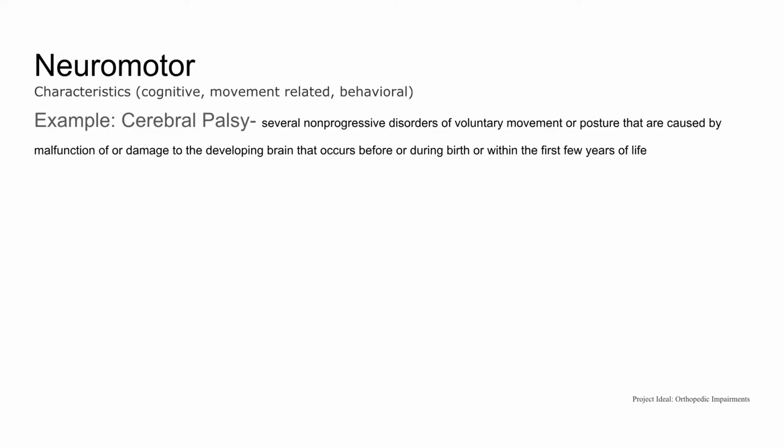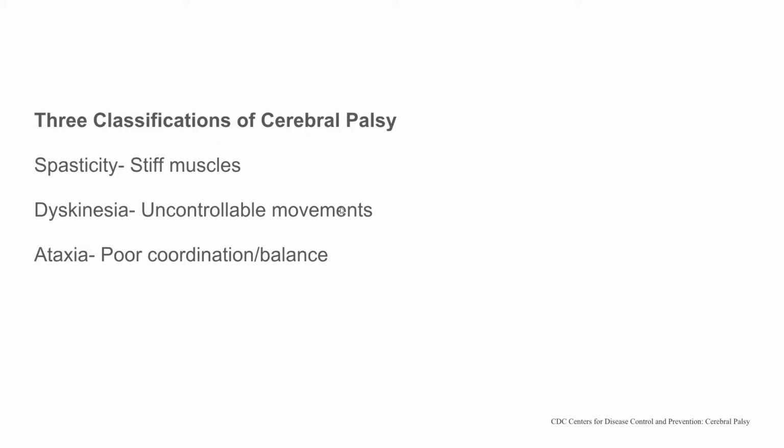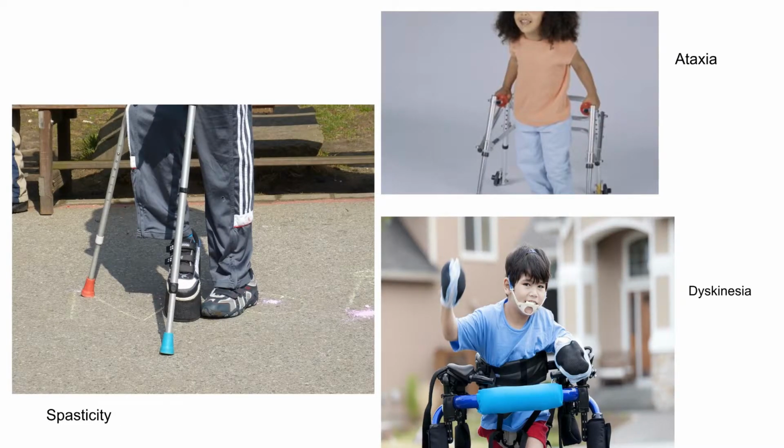So an example is cerebral palsy, which is several non-progressive disorders of voluntary movement or posture that are caused by malfunction or damage to the developing brain that occurs before or during birth. So during birth, congenital, we have that defined. There are three classifications: spasticity, stiff muscles; dyskinesia, uncontrollable movements; and ataxia, poor coordination and balance. So I'll briefly go over these.